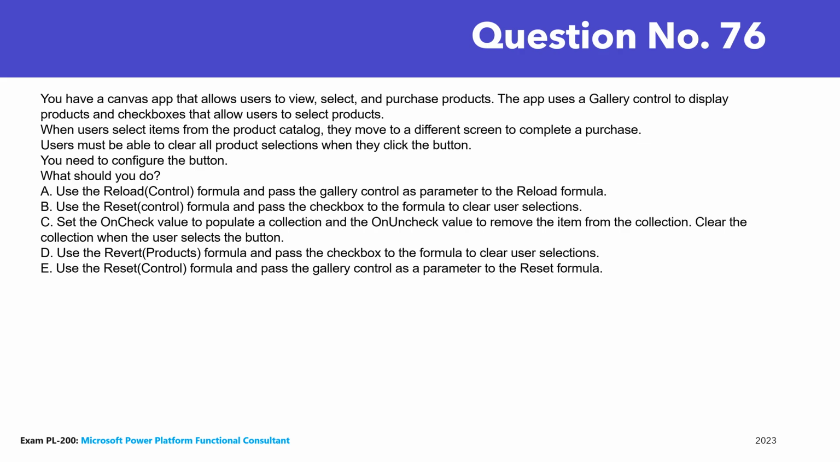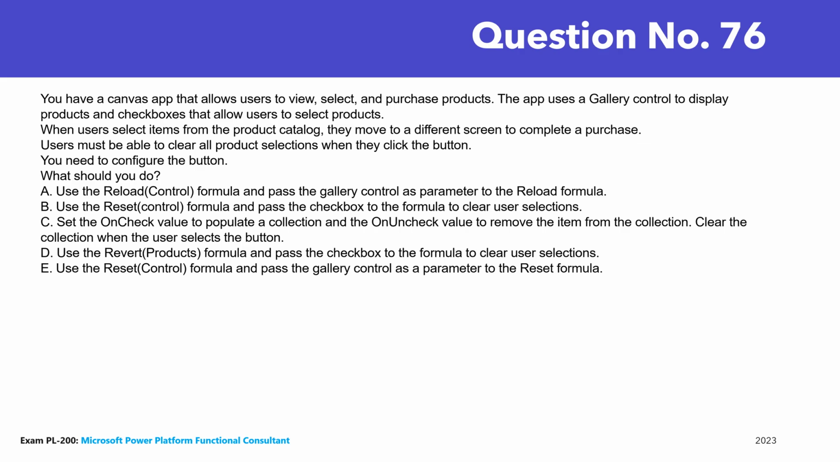You have a Canvas app that allows users to view, select, and purchase products. The app uses a gallery control to display products and checkboxes that allow users to select products. When users select items from the product catalog, they move to a different screen to complete a purchase. Users must be able to clear all product selections when they click the button. You need to configure the button. What should you do?